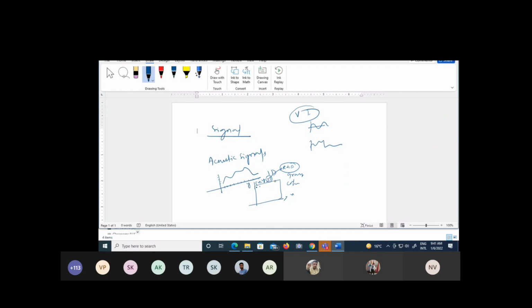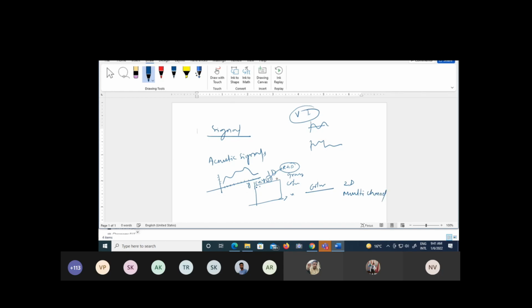Don't get confused: an image is always two-dimensional. It may be your grayscale image, or a black and white image, or a colored image. Always, an image means a two-dimensional signal. But if it is a color image, we can say it is a two-dimensional signal, but it is a multi-channel signal.